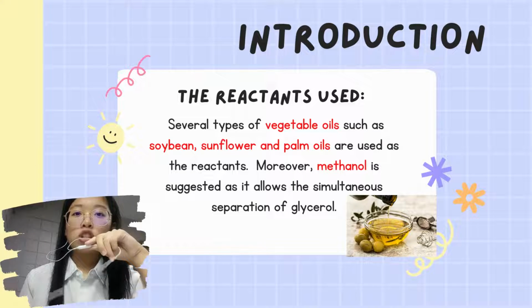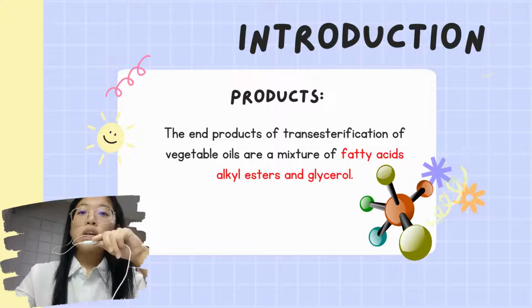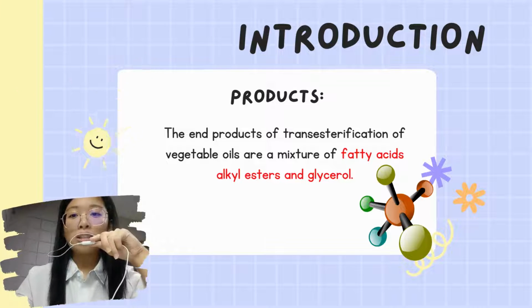Several types of vegetable oils with a diversified composition in fatty acids can be used as the reactants of biodiesel production, such as soybean, sunflower, and palm oils. Moreover, the type of alcohol is suggested to use methanol as it allows the simultaneous separation of glycerol, and normally, methanol is the cheapest alcohol in most countries. The end products of esterifications of vegetable oils are a mixture of fatty acid alkyl ester and glycerol.